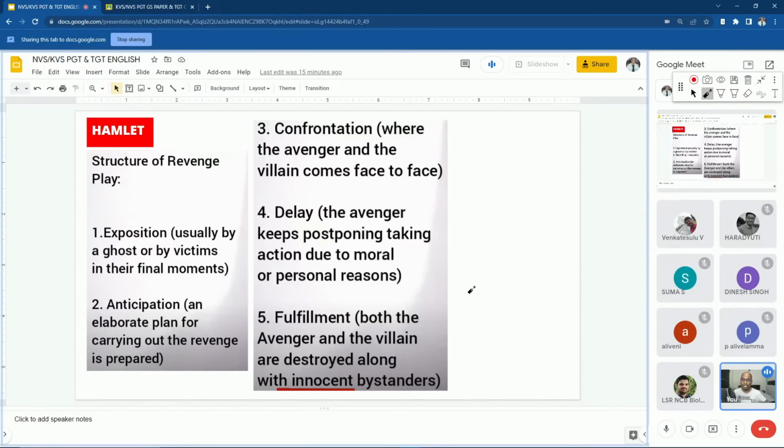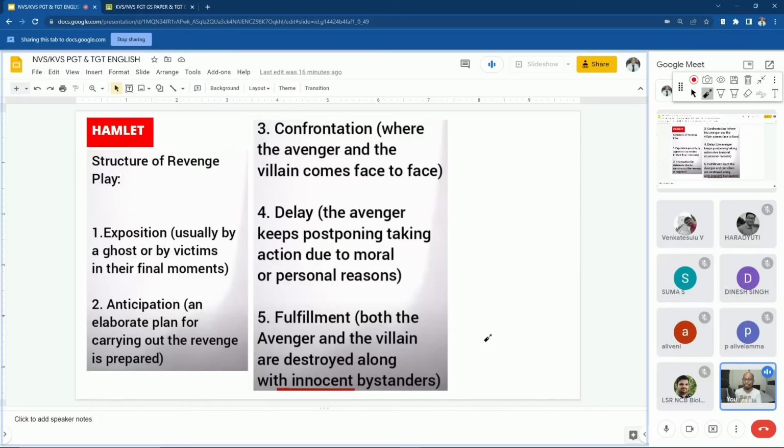And the last feature, the fifth feature of the revenge tragedy, is fulfillment. Both the avenger and the villain are destroyed along with innocent bystanders. Not only the hero but also the villain, and most of the characters in the tragedy, are killed or will be killed at the end of the tragedy.